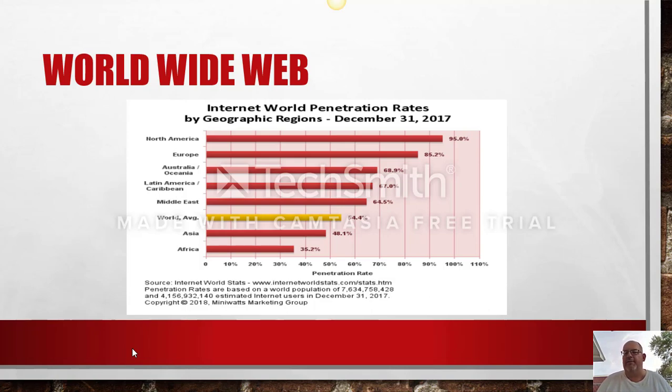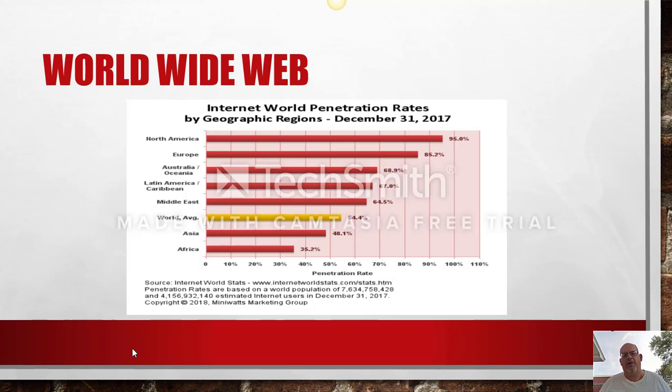access. Now it's 95%. Now, does this mean computers, hardwired and all this? No. It can be tablets, it can be smartphones, but there's some way that people can actually access the internet worldwide. And in North America, that has gone up to 95%. Europe has gone up to 85%.